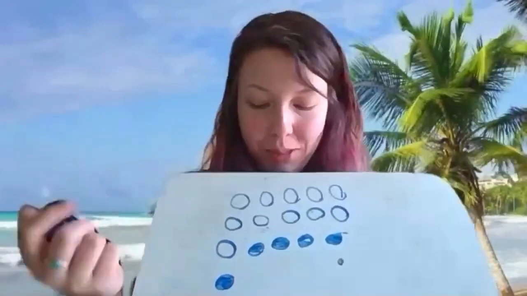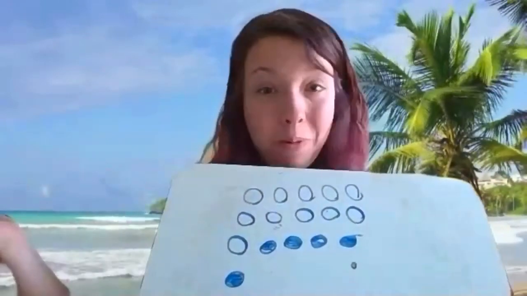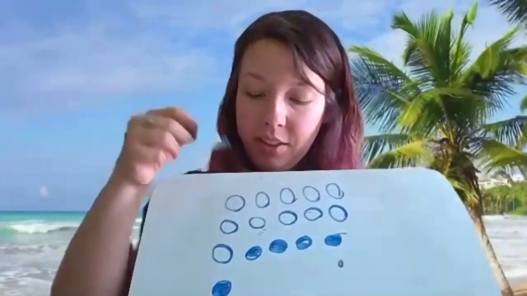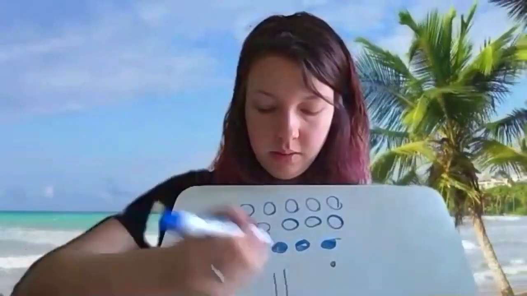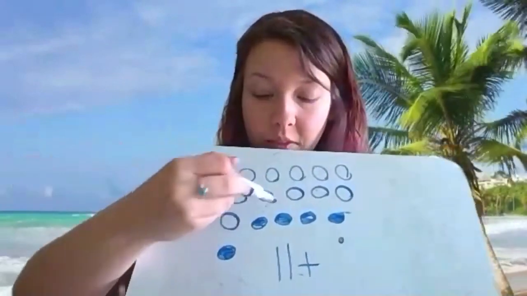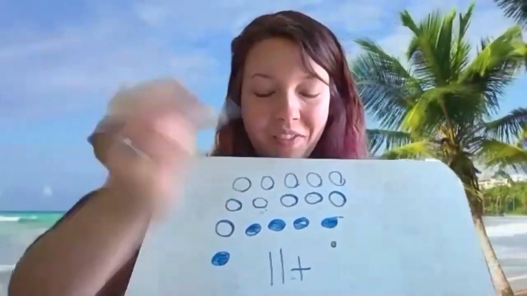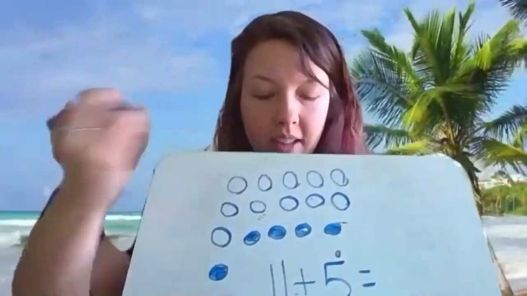How many apples were in the tree? 1, 2, 3, 4, 5 apples were in the tree. How many apples were on the ground? 11. How many apples were on the tree? 5. How many apples are there all together?